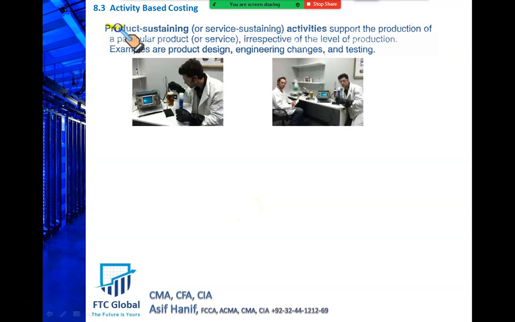As you can see, these two guys are in the laboratory and they are testing the quality of wine. So the costs that are being incurred here, like product design, engineering changes, testing, etc. These costs are not for a single bottle, are not for a single group of bottles, but it's for a particular product. Many groups will be under there, right? So it supports the production of a particular product.